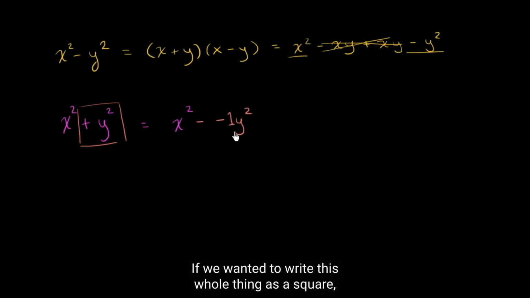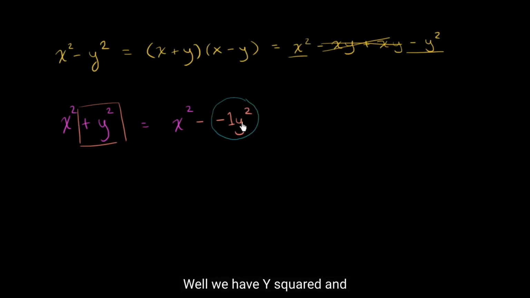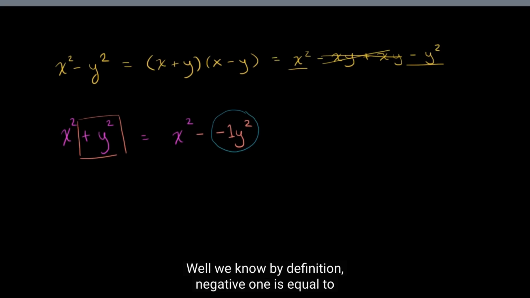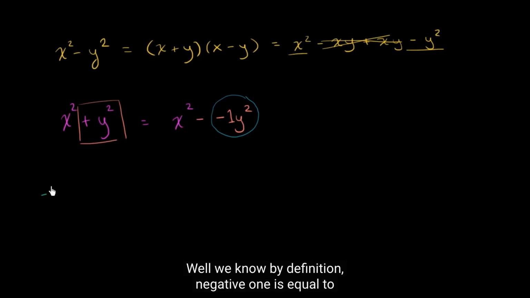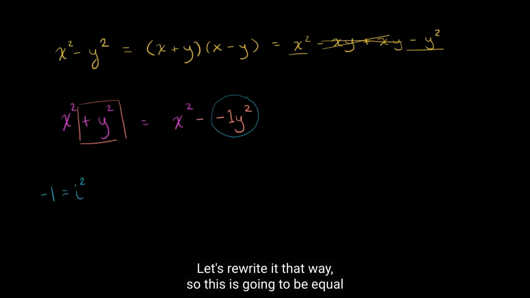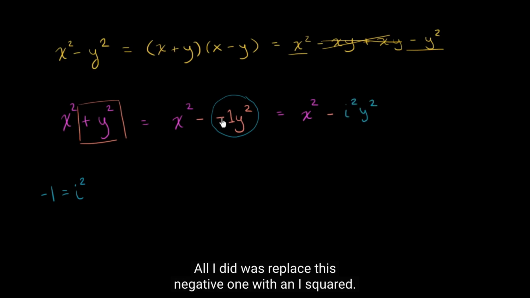Now, if we wanted to write this whole thing as a square, how would we do it? Well, we have y squared, and what's negative 1 the square of? Well, we know, by definition, negative 1 is equal to i squared, or i squared is equal to negative 1. So let's rewrite it that way. So this is going to be equal to x squared minus, instead of negative 1, I'll write that as i squared, minus i squared y squared. All I did is I replaced this negative 1 with an i squared.